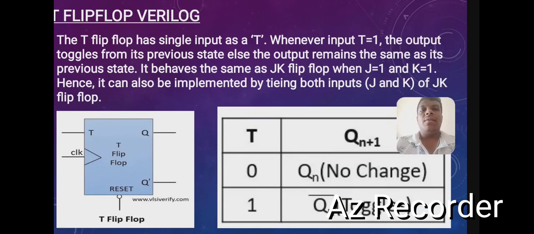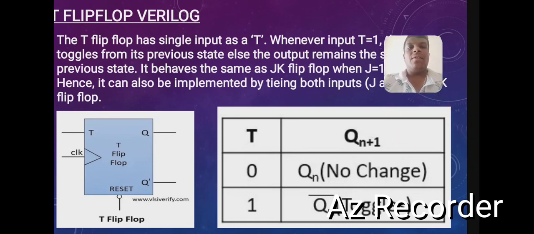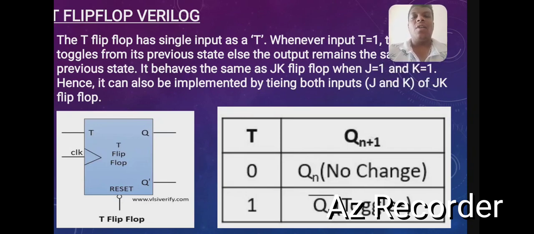The T flip-flop has only one input terminal, where if T is equal to 1, it toggles from its previous state, and otherwise the output remains the same as the previous state. It behaves as a JK flip-flop when J and K are 1, hence it is implemented from JK flip-flops. So here is the T flip-flop logic diagram and its truth table. When T is 0, there is no change. When it is 1, it toggles.